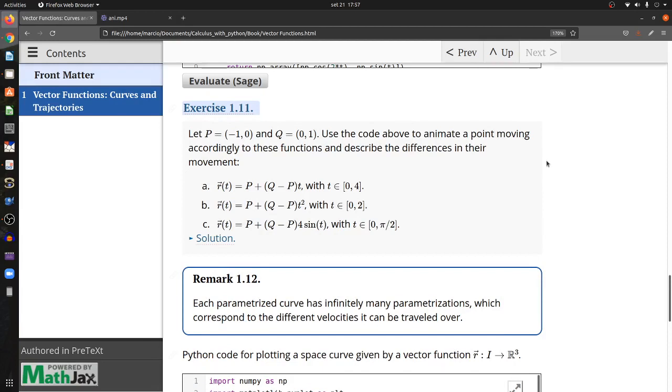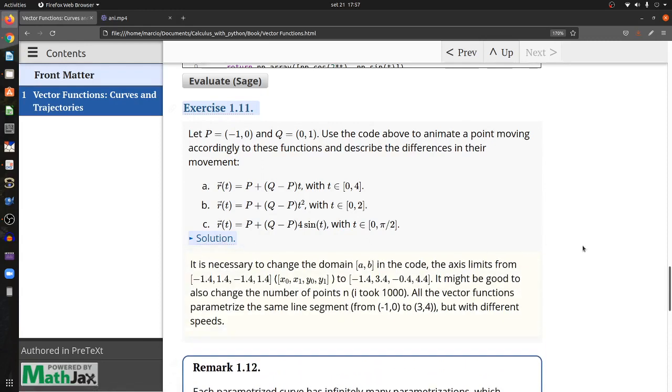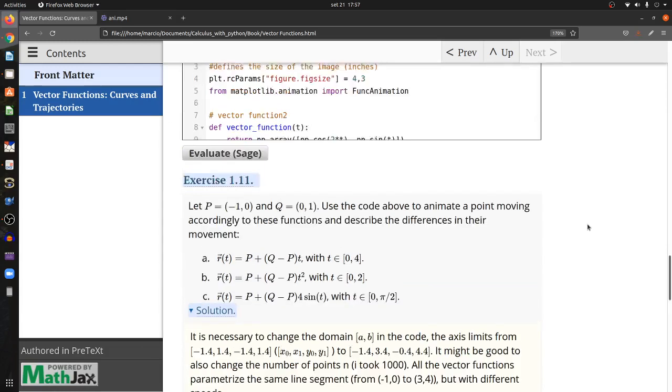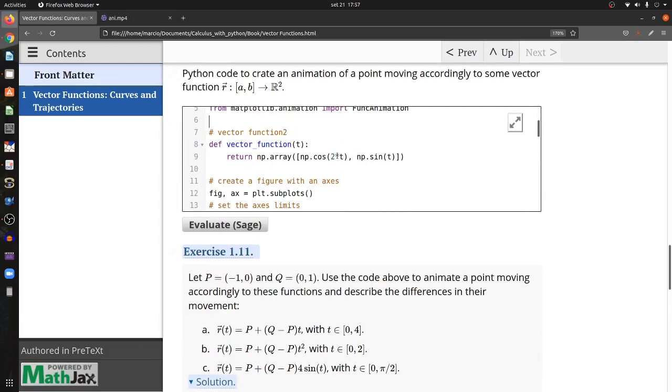Exercise. Use the code above to animate a point moving according to these functions. The three vector functions parameterize the same line segment. To produce the animations, it is necessary to change the domain A, B in the code and the axis limits to show the starting point (-1, 0) and the end point (3, 4).